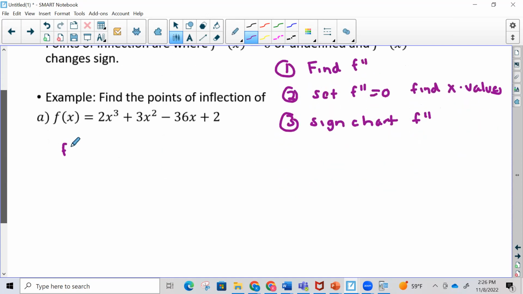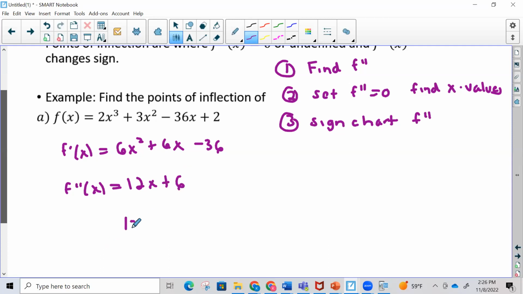So what we do is we take our first derivative, which is 6x squared plus 6x minus 36, and then we take our second derivative. So we take the derivative of the derivative, which is 12x plus 6. We're going to find where that's 0. So we set that equal to 0 and solve. So we get negative 6 over 12, which is negative 1/2.